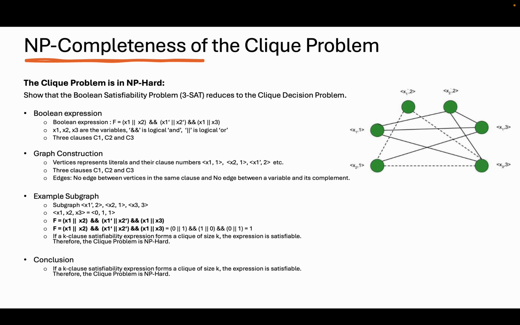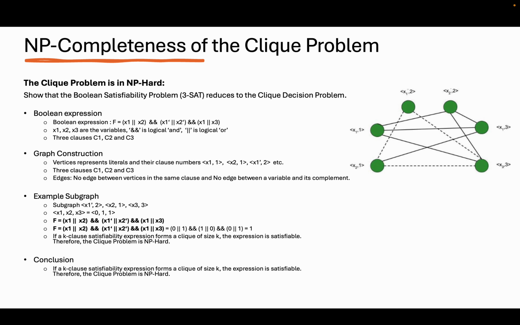Now, in graph construction, to represent this Boolean expression as a graph, we need to create vertices and edges. Each vertex represents a literal and the clause it belongs to. For example, (x1, 1) represents variable x1 in clause 1 and (x1 complement, 2) represents the complement of x1 in clause 2. Overall we have 3 clauses, C1, C2 and C3.